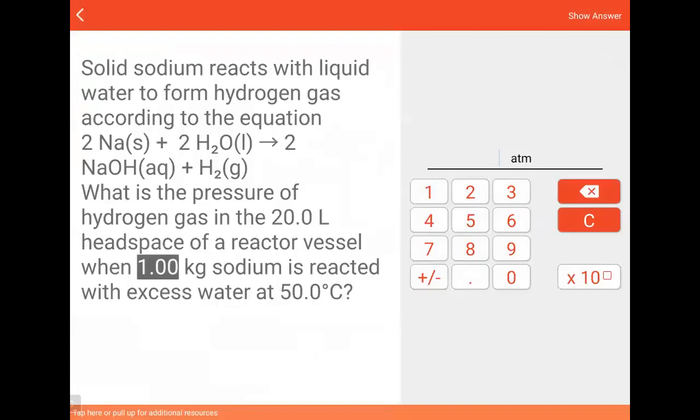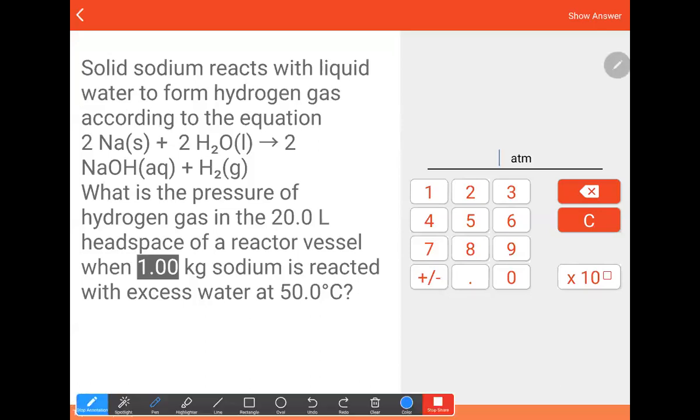Okay, here's a great stoichiometry question. Maybe in high school chemistry, you saw a video where someone threw solid sodium in water and it sets off sparks. It's very reactive with water. But one of the dangers with that is it releases hydrogen gas, as you can see in this reaction. So we have to be careful when you're doing that.